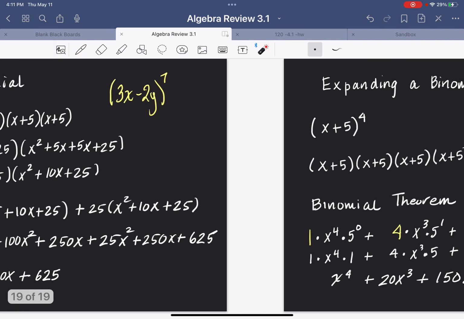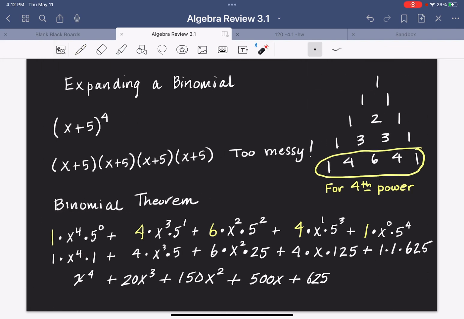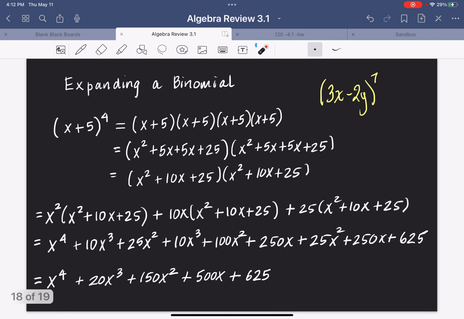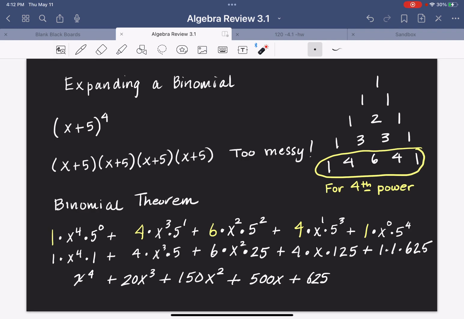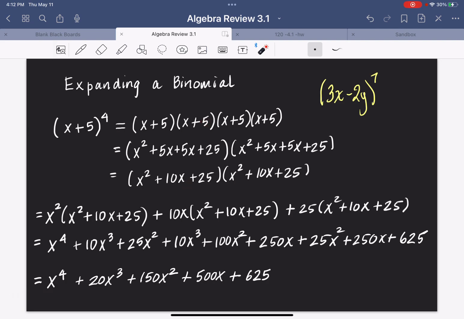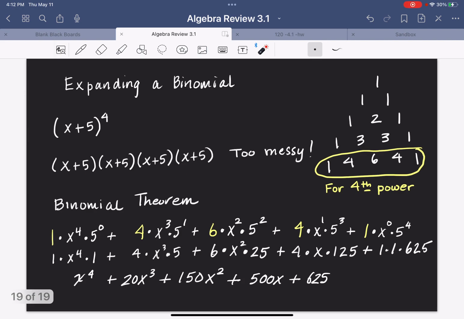So instead of that, we have this thing called the binomial theorem, because this is just too messy. And while all of this may look complicated, it's really a lot faster than all of this. I have 3 lines here, 1, 2, 3, and over here I've got 1, 2, 3, 4, 5, 6, and a lot of multiplying. One of the things about the binomial theorem is that we have to find these coefficients first. You'll see these numbers in yellow.